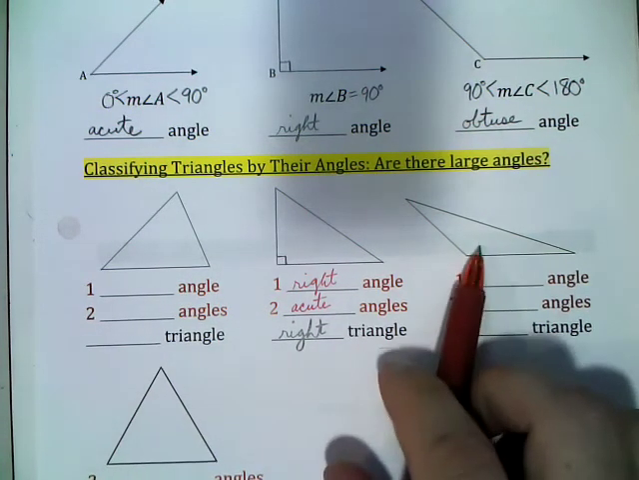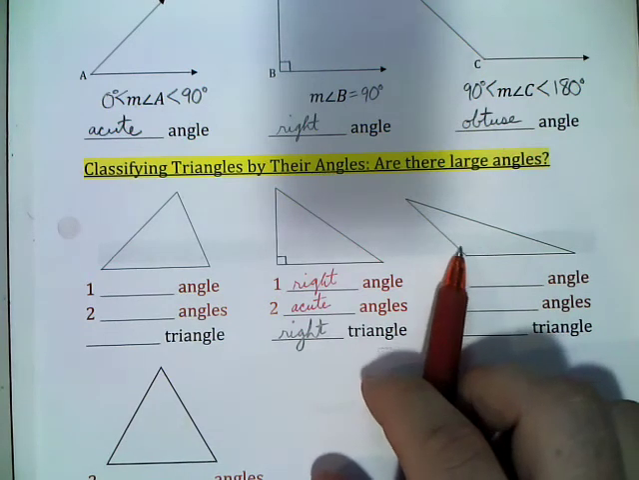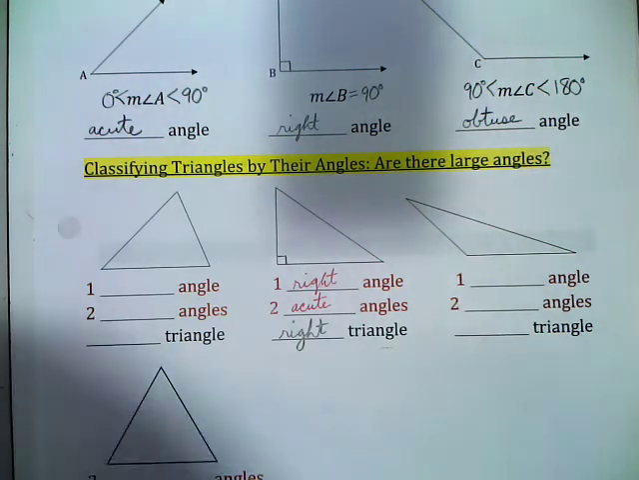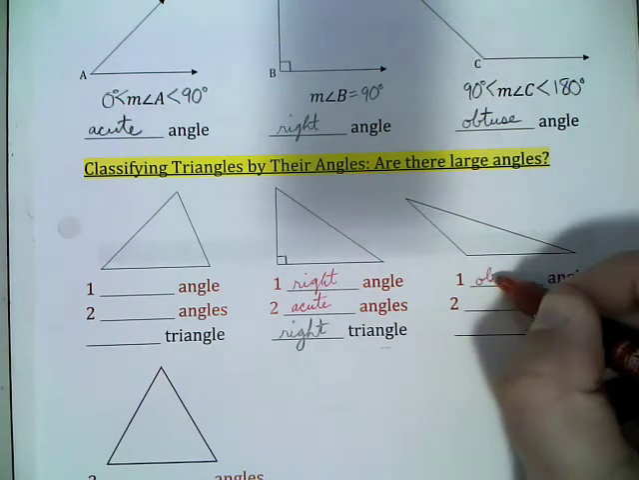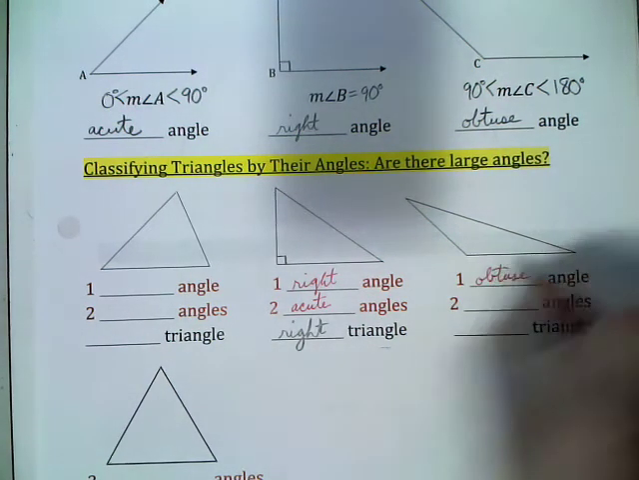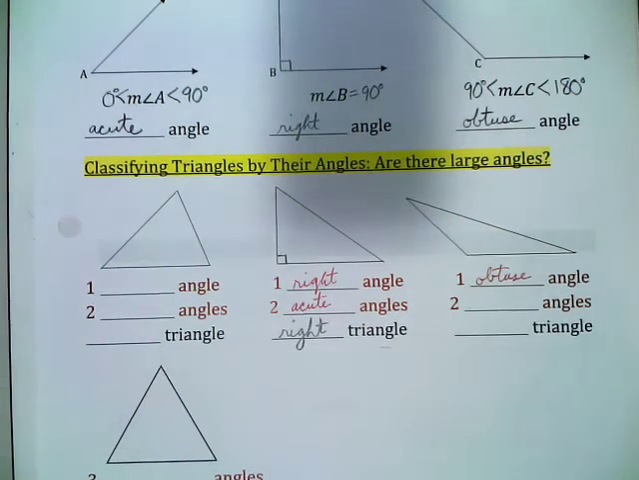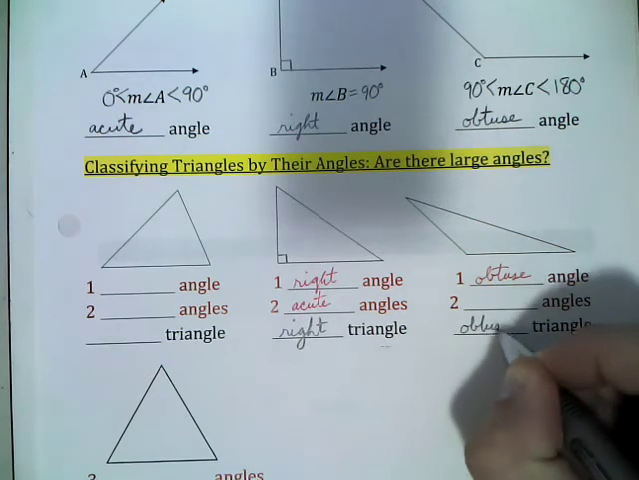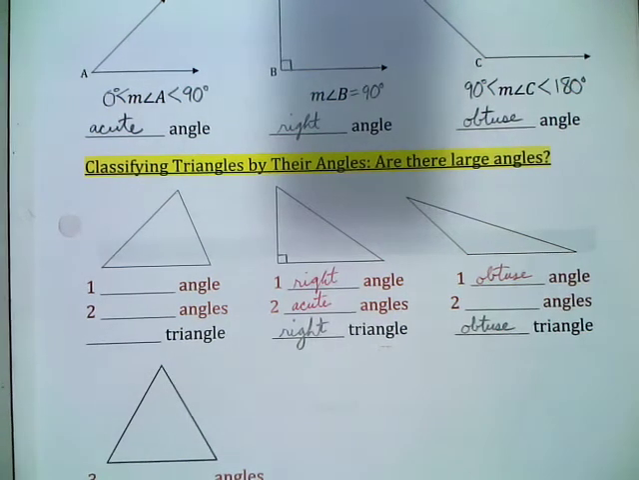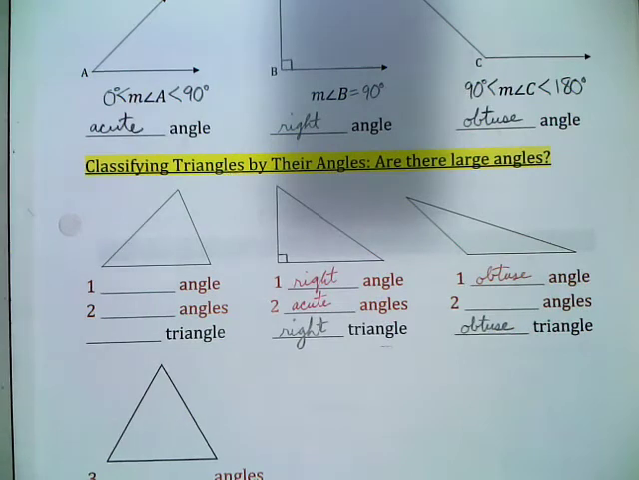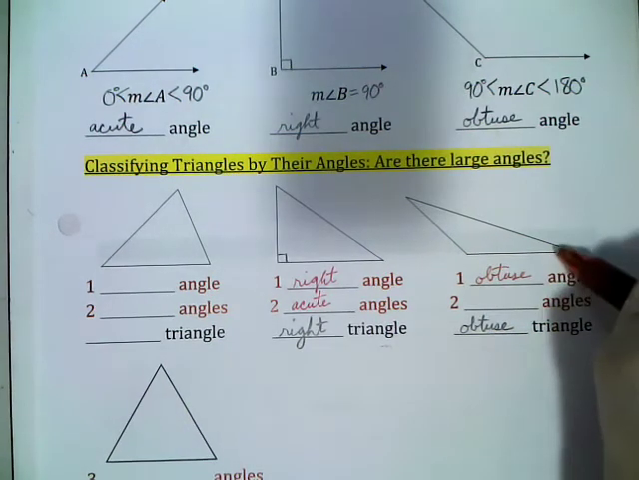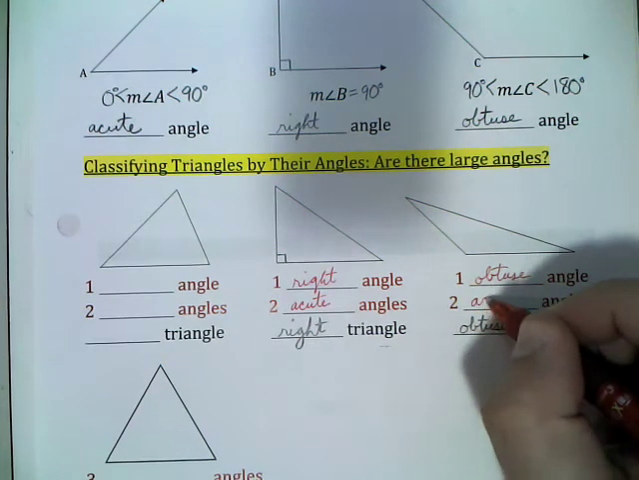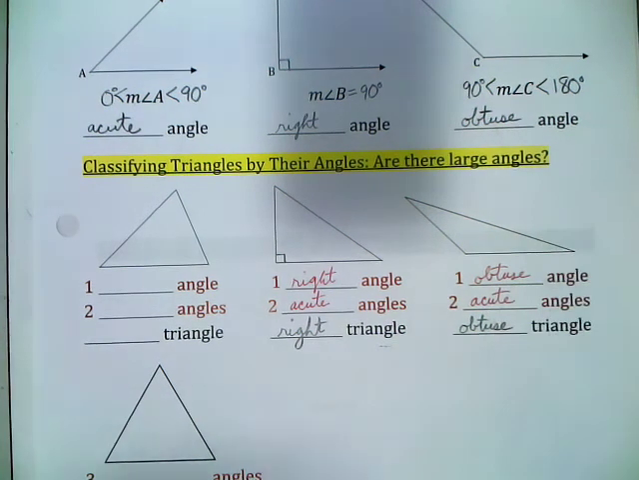We're going to go over to this one next. This one, our eye is probably drawn to this angle right here, which hopefully you can see pretty clearly. This is one obtuse angle. And since it has one obtuse angle, it is called an obtuse triangle. If we examine the other two angles, so this angle right here, that angle right there, hopefully you can clearly see that this triangle has two acute angles.